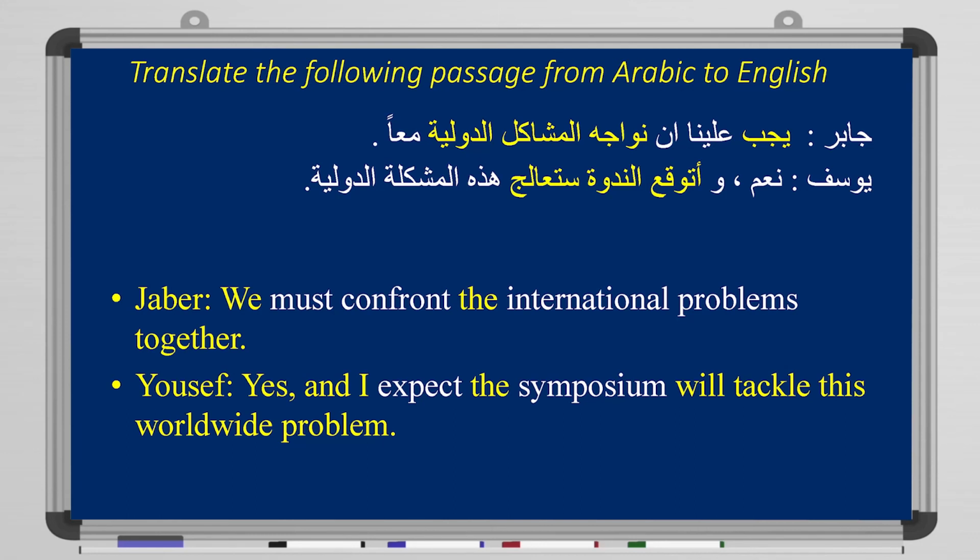I want you to notice here, Jabir said, يجب علينا. So it's supposed to be, must we. But for English, we put the subject first. So it becomes, we must. This is what I mean by following the grammatical rules of the language. Okay? Yusuf says, yes, and I expect the symposium, which is the word that we just took. Nadwa, symposium, is the word that you just took with this unit. Will tackle, ستعالج, you also took this. This worldwide problem. So again, we must confront the international problems together. Yusuf says, yes, and I expect the symposium will tackle this worldwide problem.